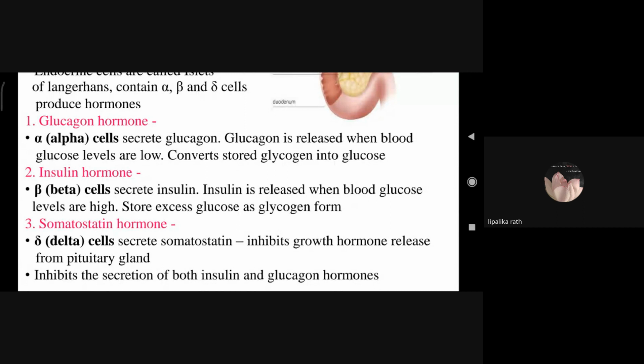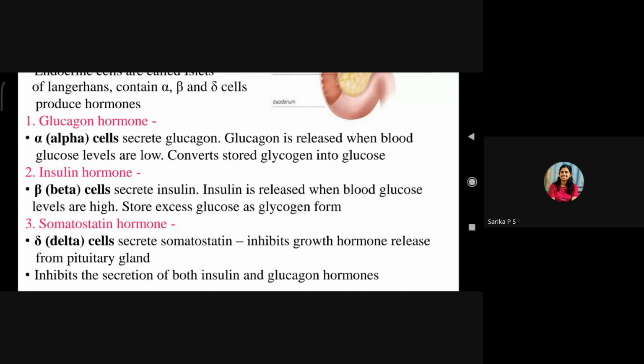Yes, ma'am. Can you repeat? Glucagon is a hormone which converts stored glycogen into glucose. We have already discussed where glycogen is stored. So answer me, where is glycogen stored? I have told so many times. Liver. Yes, very good. The extra amount of glucose, which is not needed instantly, is stored in the liver in the form of glycogen.